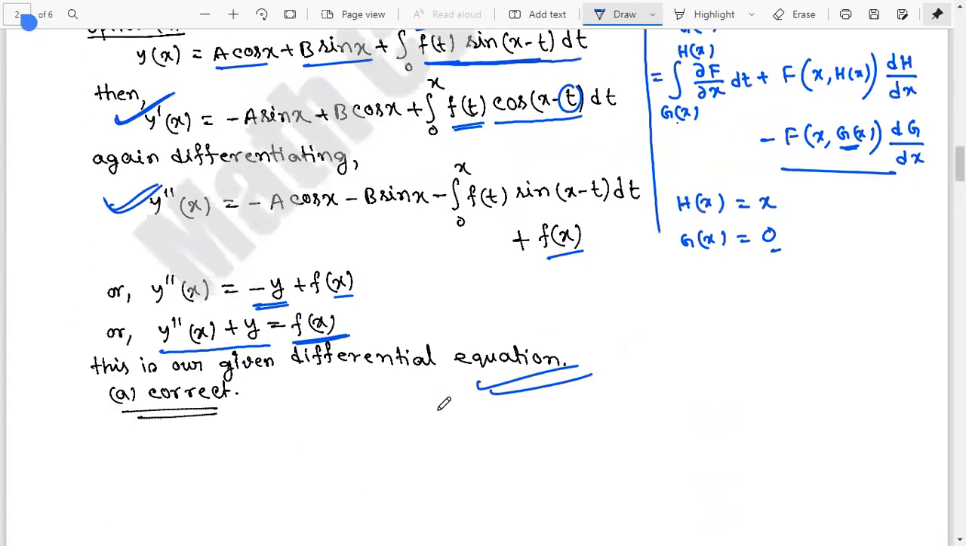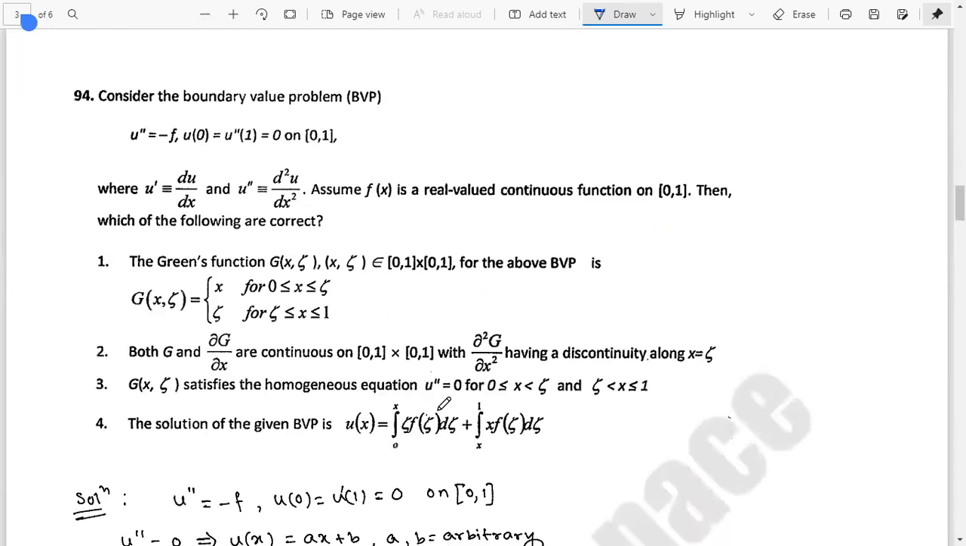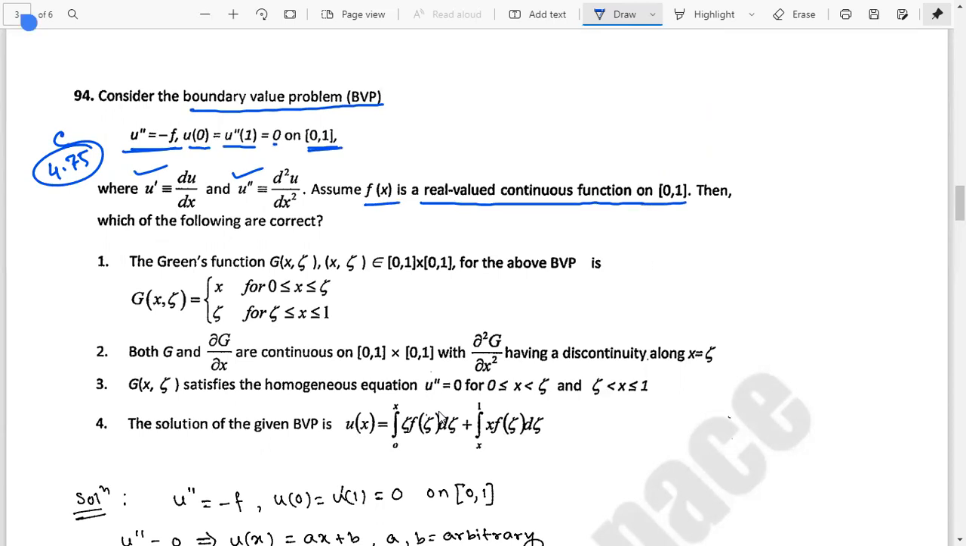Going to the next problem, question number 94. This problem is from part C, that means 4.75 marks, and one or more options can be true. Consider the boundary value problem (BVP) u'' = −f, with the conditions u(0) = u''(1) = 0 on the closed interval [0, 1]. Here u' = du/dx and u'' = d²u/dx². Assume f(x) is a real-valued continuous function on the closed interval [0, 1]. Then which of the following are correct?